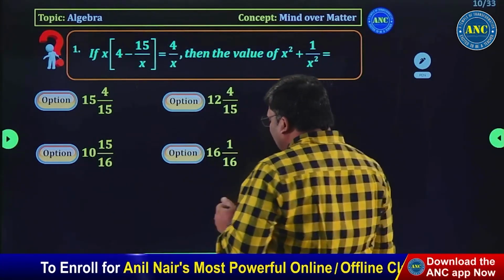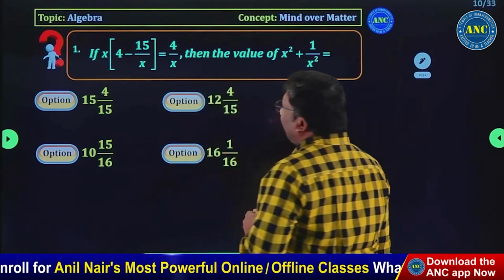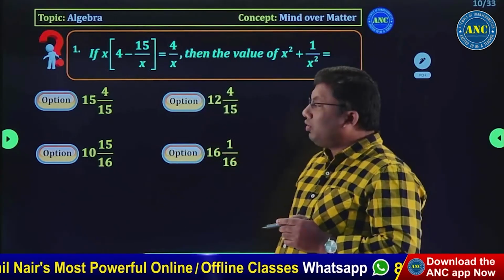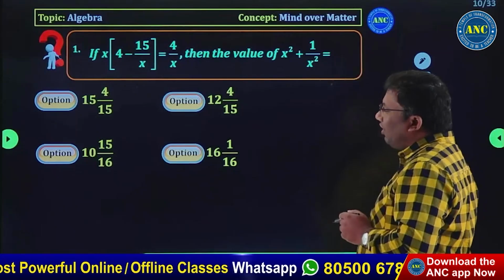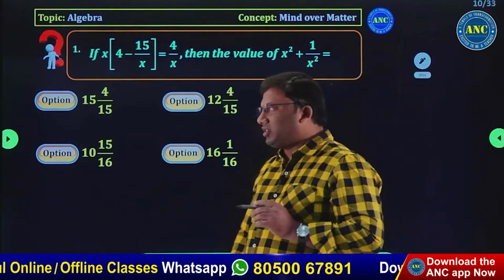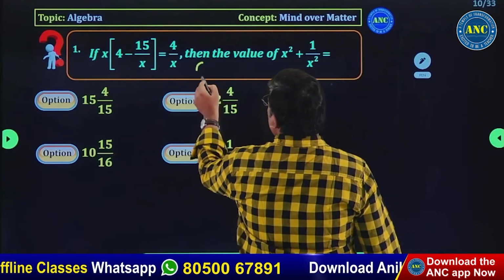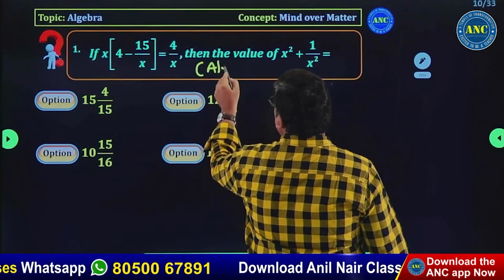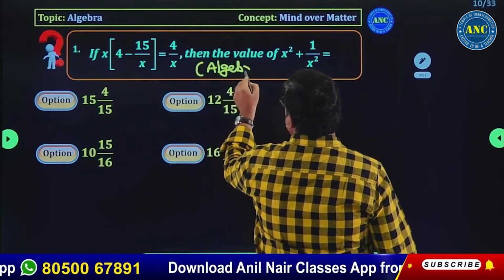See this question: x into 4 minus 15 by x is equivalent to 4 by x. Find the value of x square plus 1 by x square. First of all, this question is from algebra.